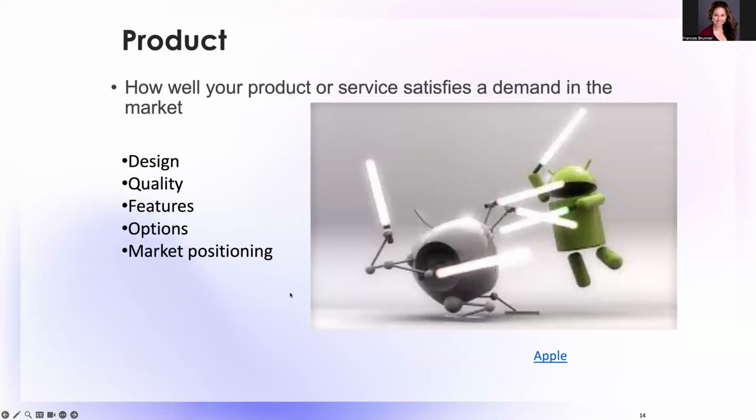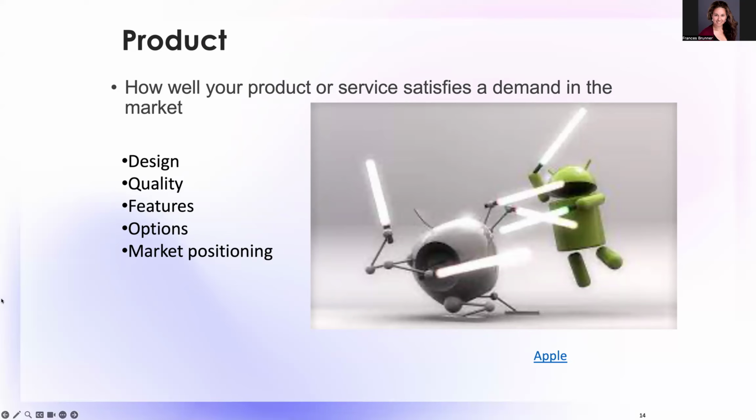The product aspect talks about how well your product or service satisfies demand in the market. Any physical good, service, or idea that satisfies a want or need, plus anything that would enhance the product in the eyes of the customers, such as the brand name, is part of your total product offering. Your brand name is a word, a letter, or a group of words or letters that differentiate one seller's goods and services from those of competitors.